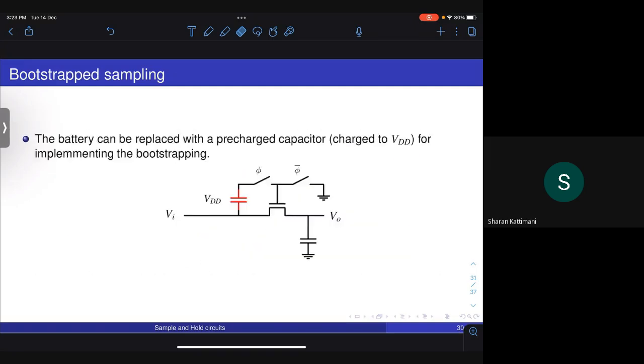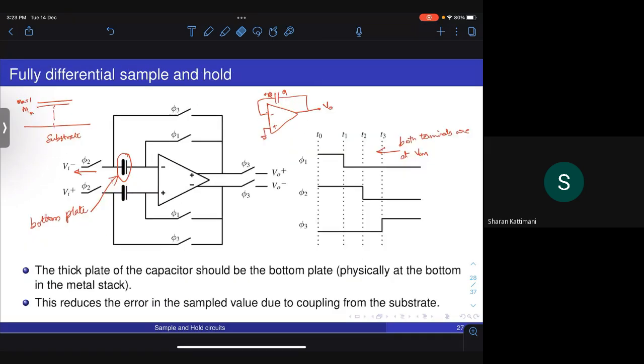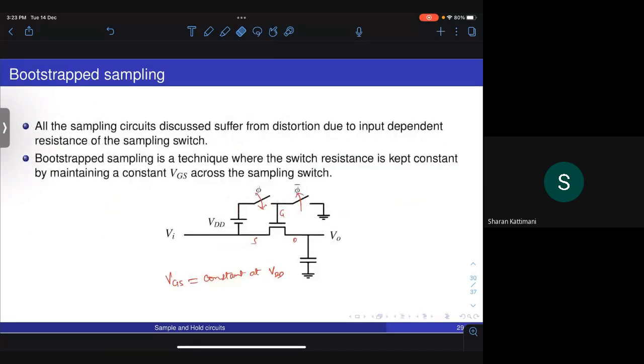So essentially, what is the principle we are using? If I go over it quickly, the problem is that the resistance of the transistor switch changes with Vin, and that produces a distortion in the output. So what we do in bootstrap sampling is try to maintain a constant gate to source voltage for the switch, so that the resistance of the switch is constant. Once you have a constant resistance, any error that you get will be a simple DC offset. It won't be a non-linearity. It's a linear error, so that can be easily corrected.